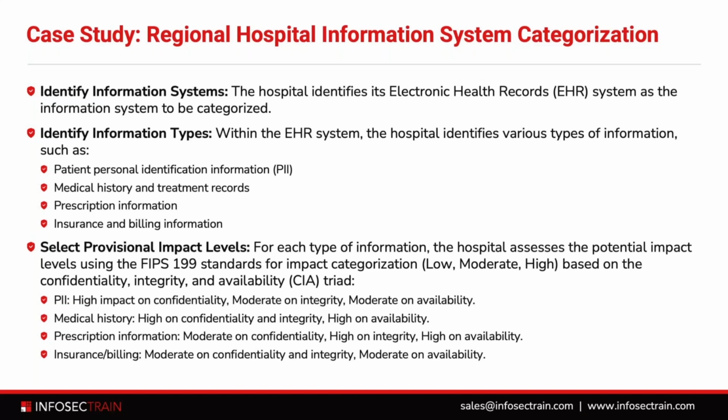Okay, and we have to do the system categorization. The first step is to identify the information systems under this regional hospital. The hospital identifies its EHR, electronic health record systems, as the information system to be categorized.